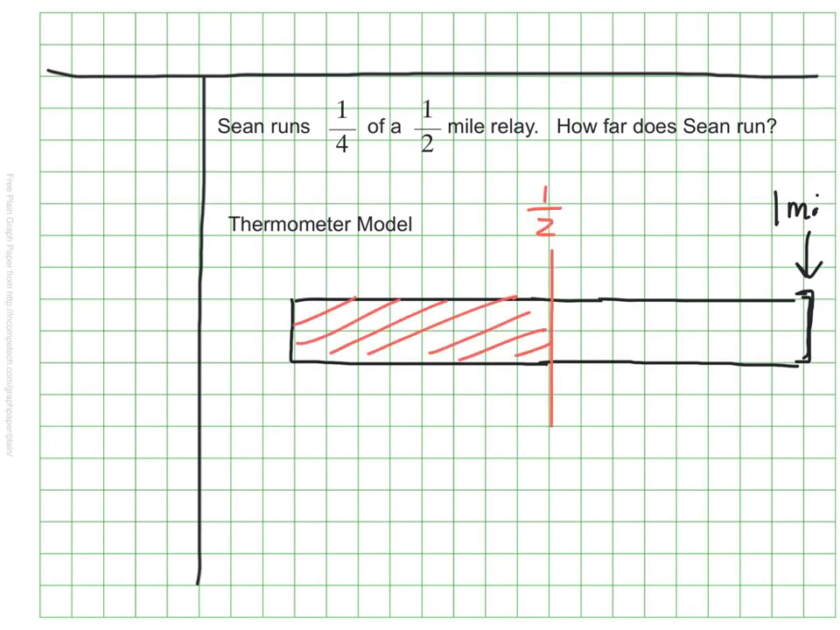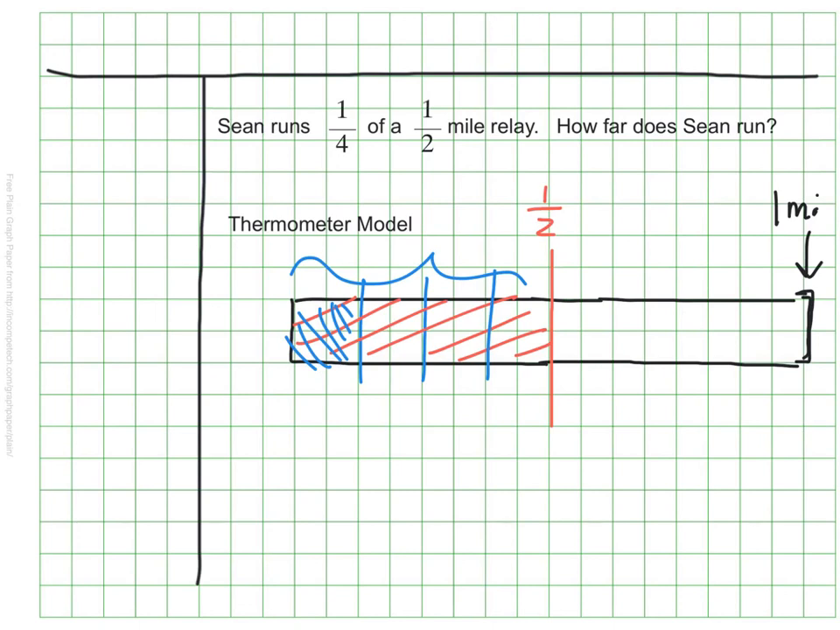Of course, Sean's not running the entire half-mile. He's running 1/4 of the half-mile. So when I look at my half-mile here, I need to break that into 4 parts to show what Sean is doing. So I'm going to break that using my blue pen into 4 equal sections. Of those 4 sections, Sean is just running 1/4. So I'm going to mark this off with my blue pen that he's running this 1/4 of the half.